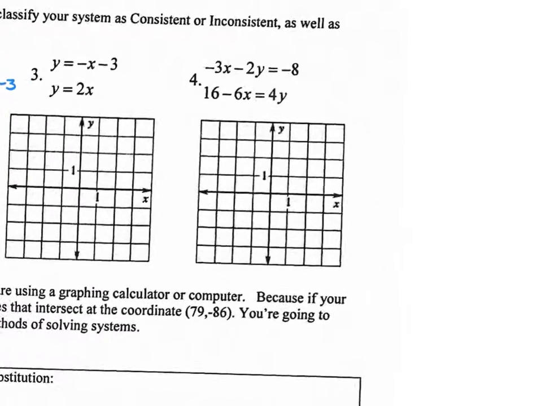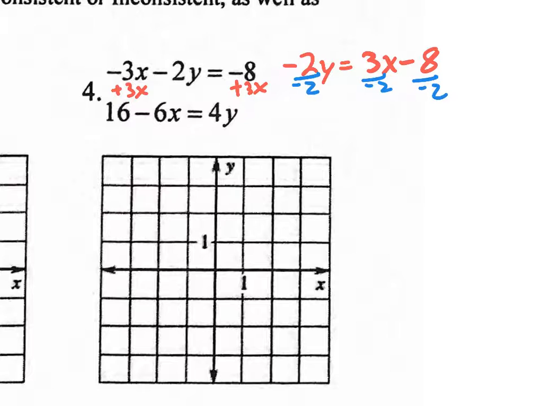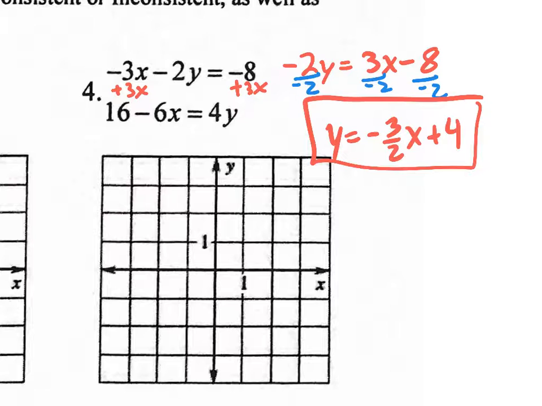Let's jump to number 4 here. I need to get both of these ready to graph before graphing. So let me get the top one and get y by itself by adding 3x. Adding 3x, I'll have negative 2y equals 3x minus 8. I'm going to divide by negative 2. My equation in red will be y equals negative 3 over 2x plus 4. So I am going to graph this one in red.